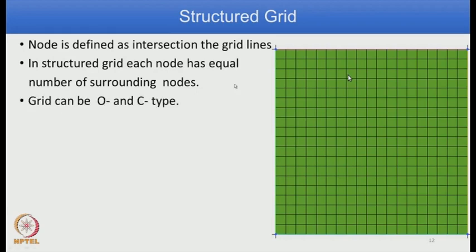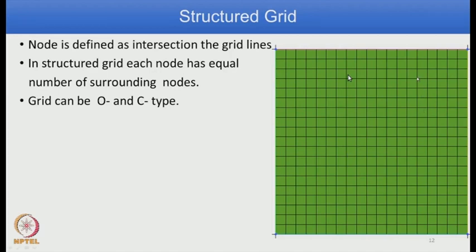If you consider this particular node, it has surrounding nodes: 3 nodes on the immediate top, then one node on the right side, one node on the left side. Similarly, 3 nodes are there on the bottom. So, 1, 2, 3 for this particular node, and you can go anywhere else in the domain.